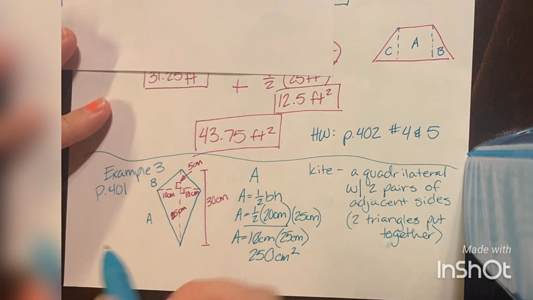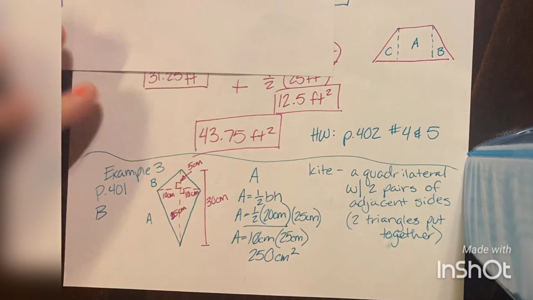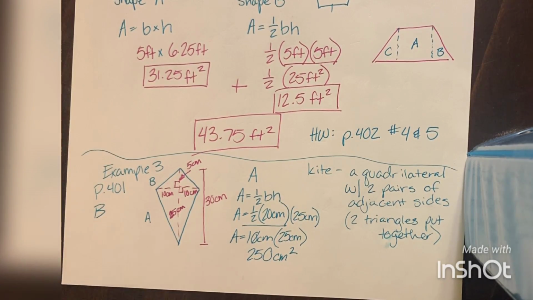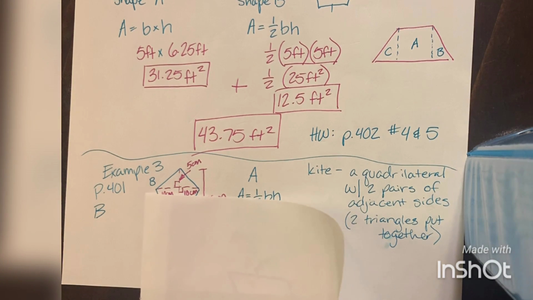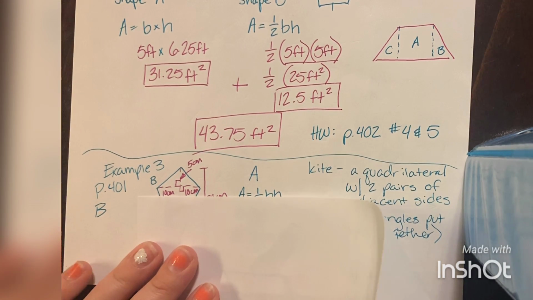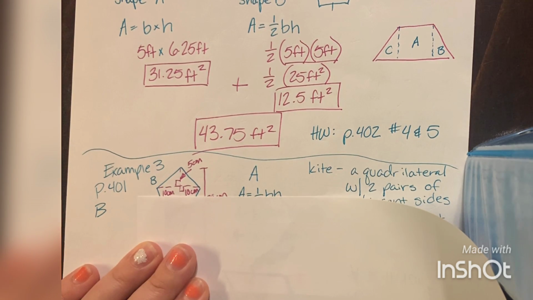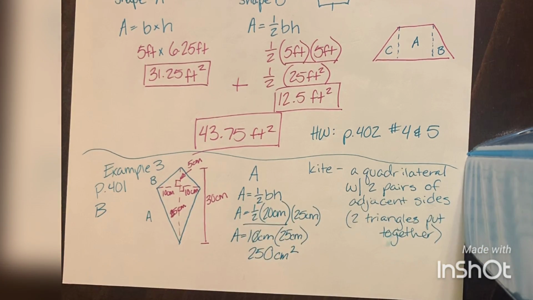All right, I'm going to squeeze B in over here, the area for shape B. I'm going to cover so you can see. Everybody see what shape they're talking about? They're talking about that top triangle now. Okay, we're going to ignore the bottom triangle because we already did that. All right, I'm going to move the paper so it's out of the way.